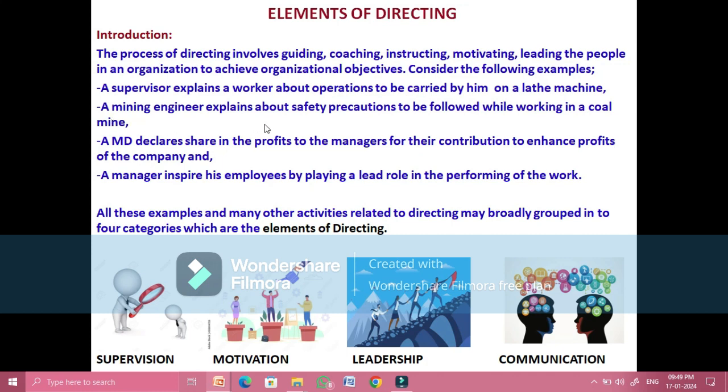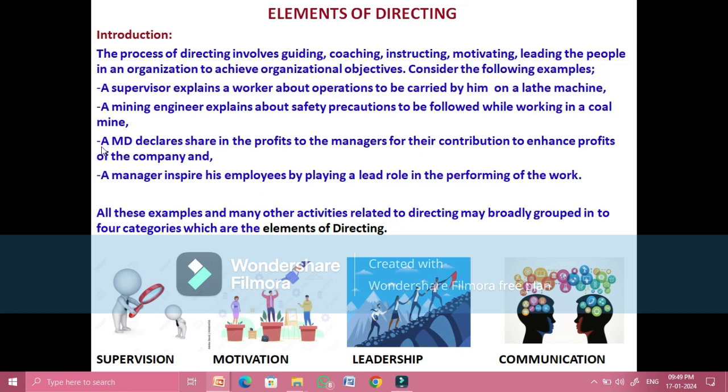Next, a mining engineer explains the safety precautions to be followed while working in a coal mine. Here the mining engineer is communicating to the employee to take safety precautions. Why? Because he is working in a coal mine, so definitely the workers should take some safety precautions. Full information regarding that will be communicated by the mining engineer to the worker. So this is another function.